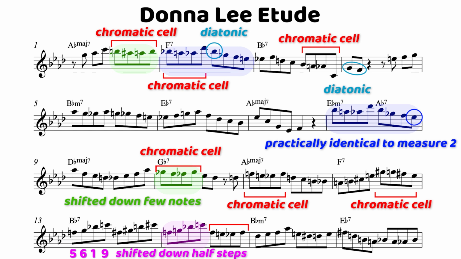Of course, combining these two, the diatonic and the chromatic cell, we can create compound cells. Now, a great example of a compound cell would be in that measure 15. In measure 15, you see 3, 4, 5, 7, followed by that same chromatic cell. And when you pair them together, we can consider that to be a compound cell.